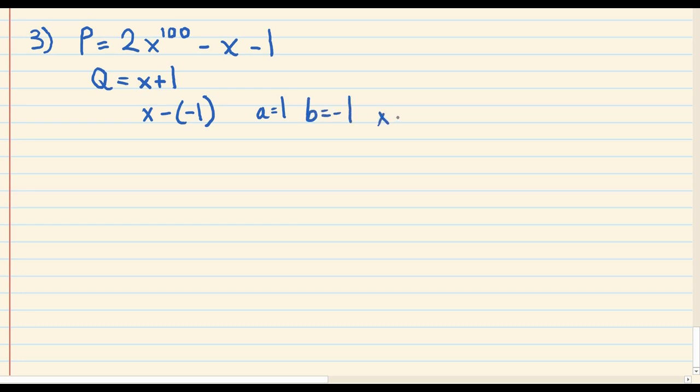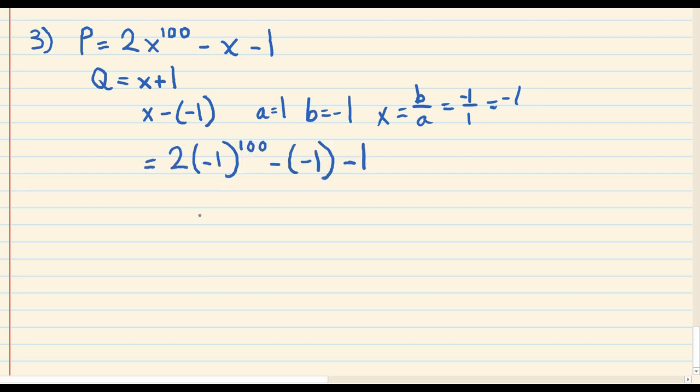Therefore, x is equal to b over a, or negative 1 over 1, which is just negative 1. Then you substitute this into p, and this gives you 2. And that's the remainder. Now that we have a pretty good feel of how to apply the remainder theorem, let's try to solidify it in our minds by applying it in a slightly different type of question.